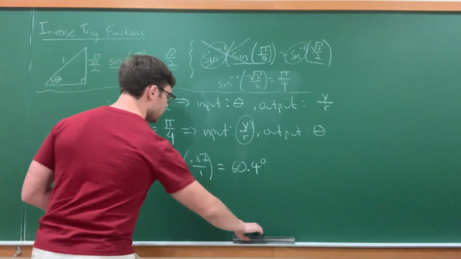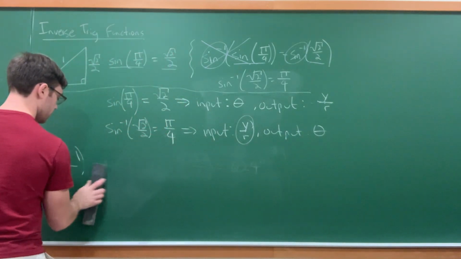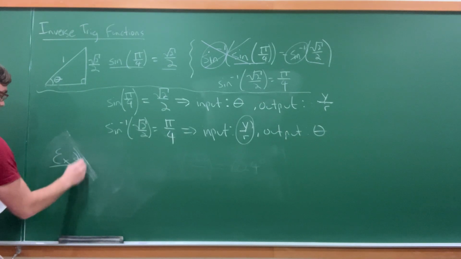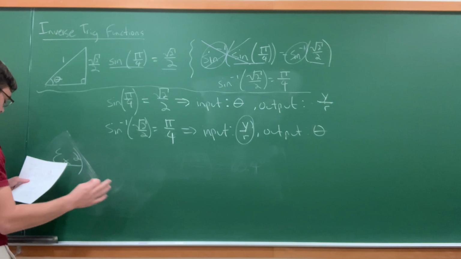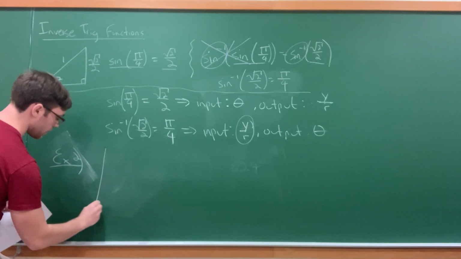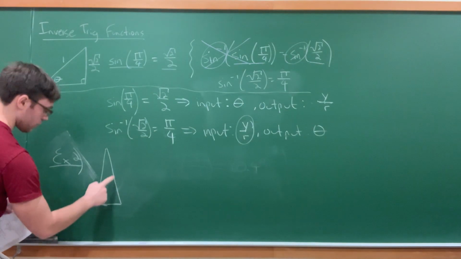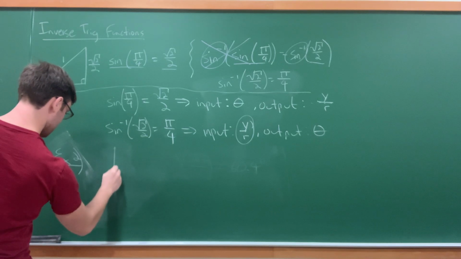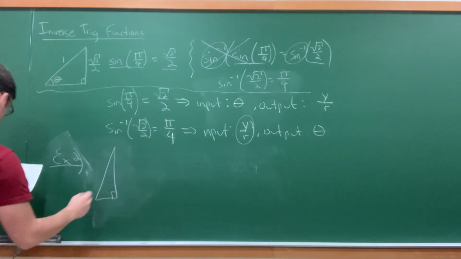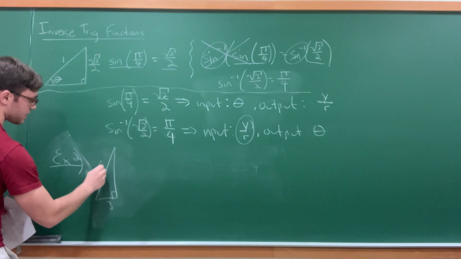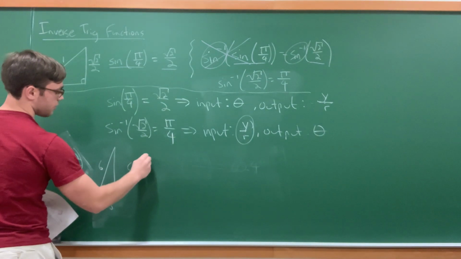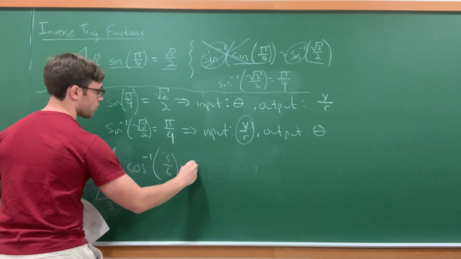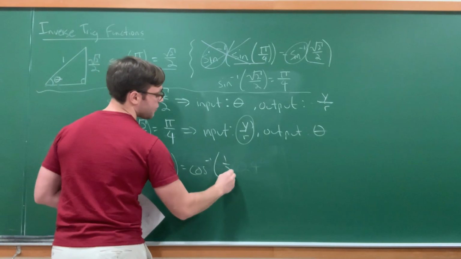I can do another example, example 2, just to show you this could work with anything. Trig and inverse trig can work with any right triangle. Example 2 here, just a basic one. Get your triangles. Let's say we have this is 3 and this is 6. Then we would have cosine inverse of x over r again, so 3 over 6. So that's cosine inverse of 1/2.